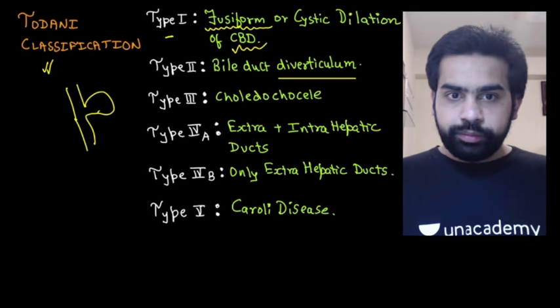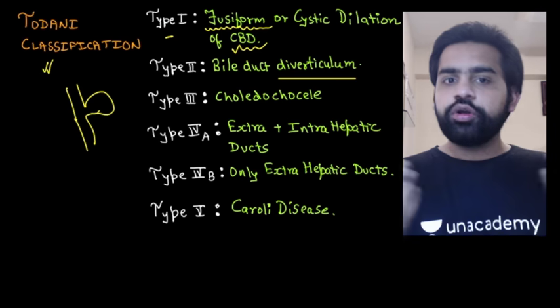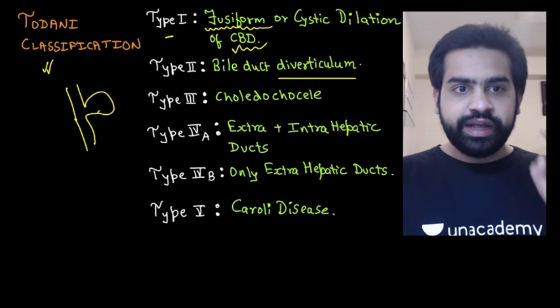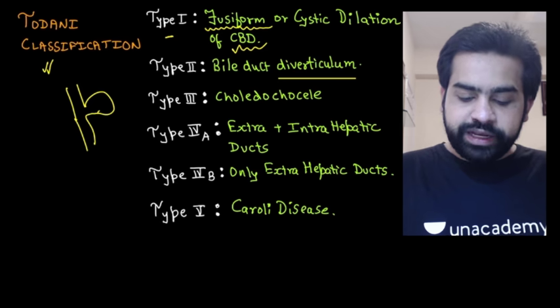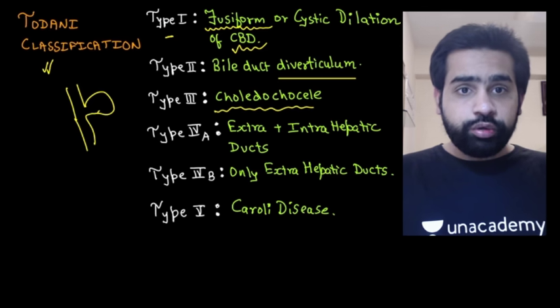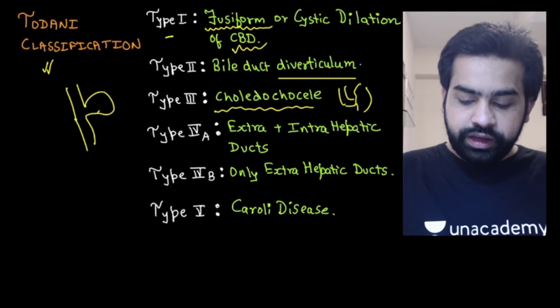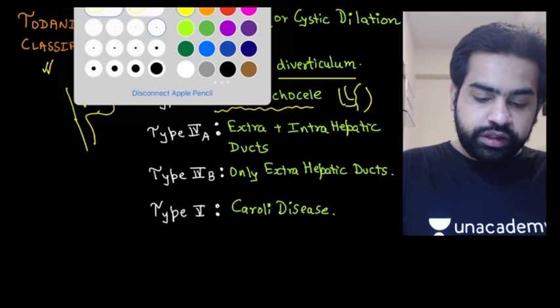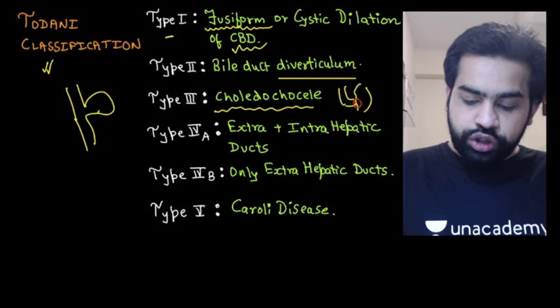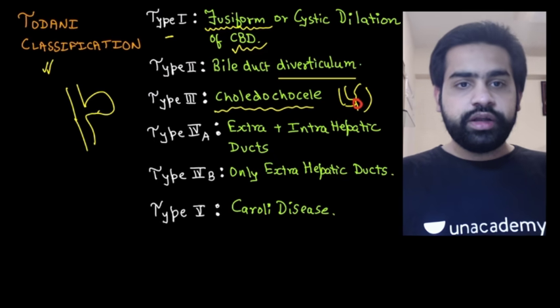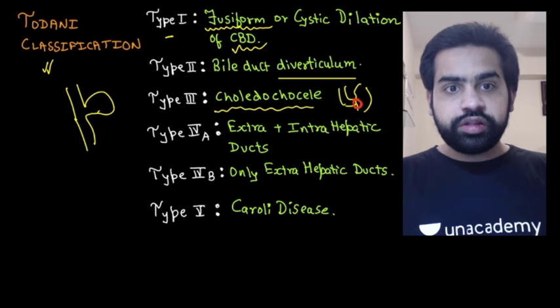Type 1, fusiform dilation. Type 2 is a diverticulum or a saccular dilation, whatever you want to call it. Type 3 is basically choledococele. Now what is this choledococele? The part of the common bile duct that comes and attaches to the intestine, where it is joining the intestine. If at this particular position there is a dilation, this is what is referred to as a choledococele. This is type 3.